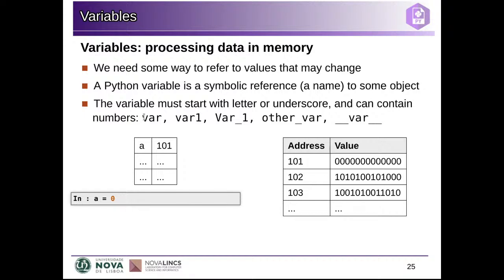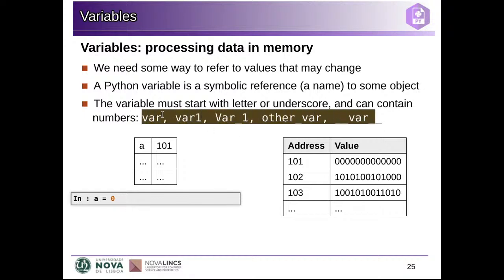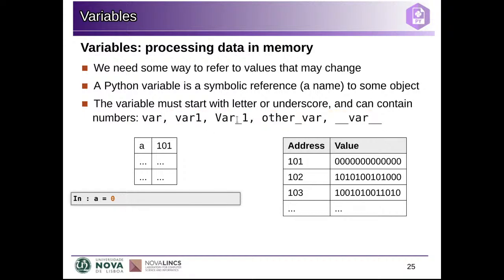So these are examples of valid names: var, var1, var underscore 1, underscore var, something like that. Note that in Python, names are case sensitive. So if you start with an uppercase, it's different than if you start with a lowercase or whatever combination you have there.